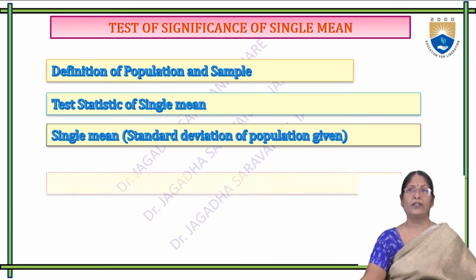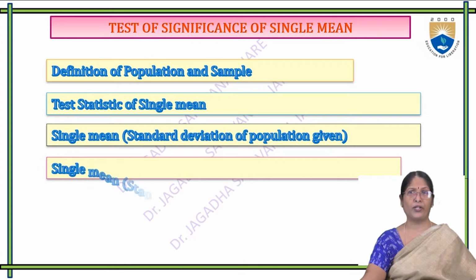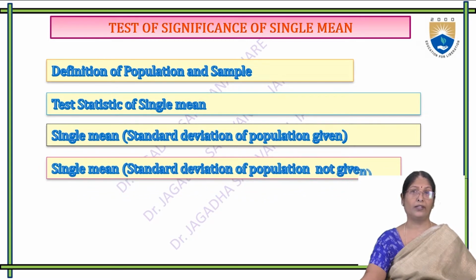For a single mean, the standard deviation of the population, that is the population parameter sigma, the standard deviation: if it is given, how to deal with it, and if it is not given, how to face the problem. Everything we are going to discuss in detail.